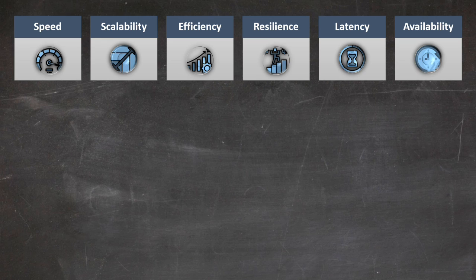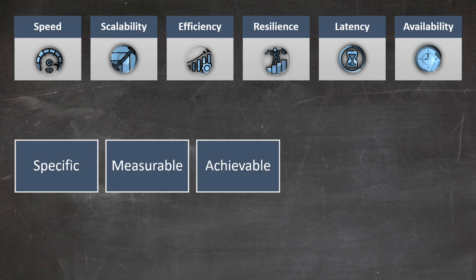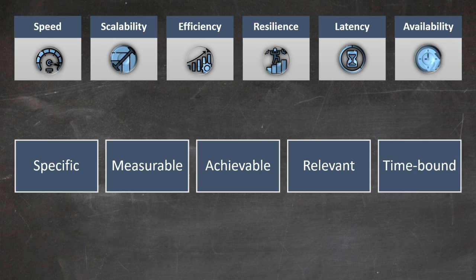commonly adopted SMART criteria. Specific. The requirement clearly defines what needs to be accomplished, leaving no room for ambiguity. Measurable. The requirement includes concrete criteria for measuring progress and success. Achievable. The requirement is realistic and attainable given the available resources and constraints. Relevant. The requirement aligns with broader business goals and objectives. Time-bound. The requirement specifies a deadline or timeframe for completion.